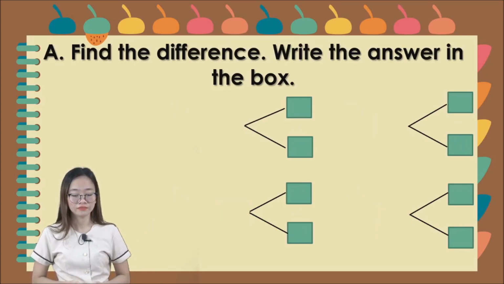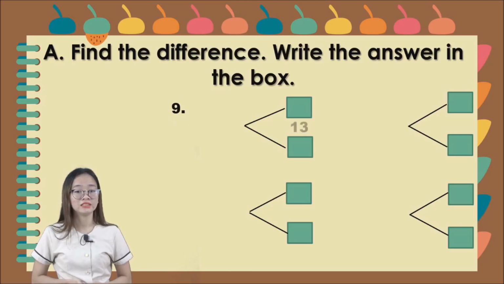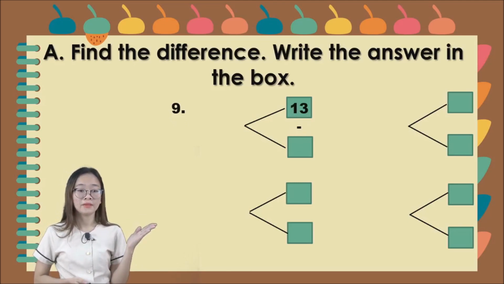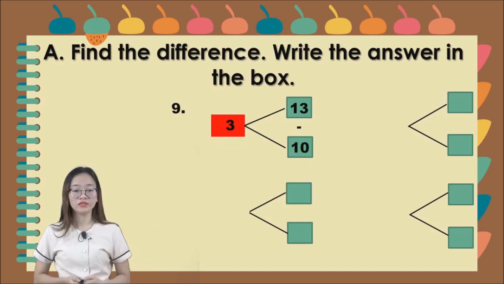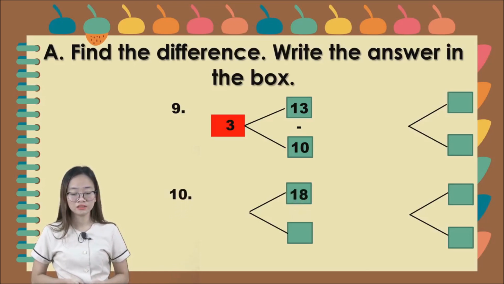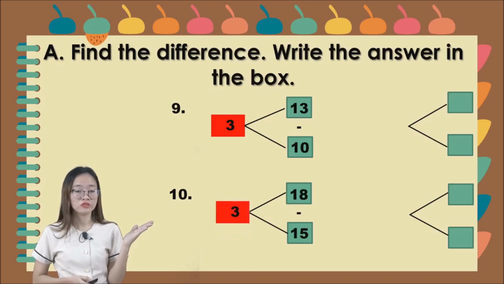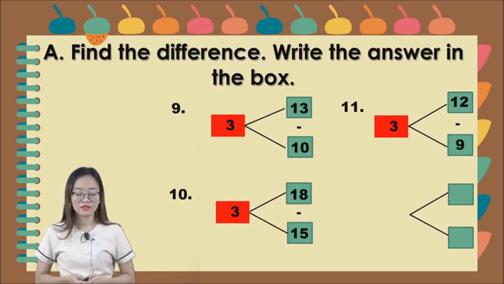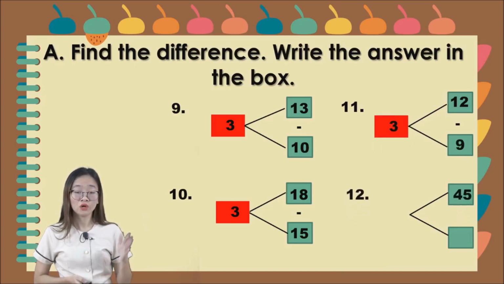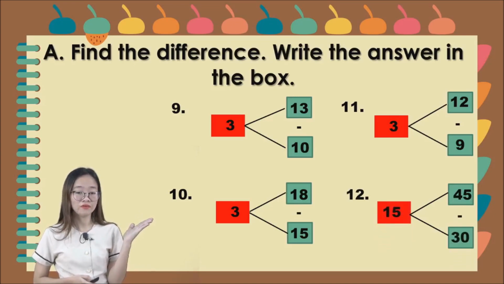Another, we have number 9. 13 minus 10 is equal to 3. Another, we have number 10. 18 minus 15 is equal to 3. How about number 11? So we have 12 minus 9 is equal to 3. Next, number 12, we have 45 minus 30 is equal to 15. Okay?